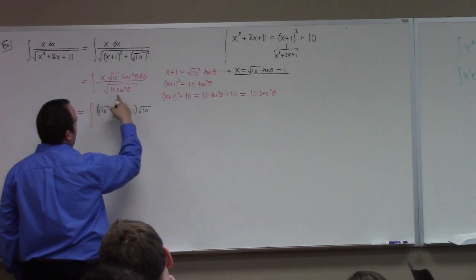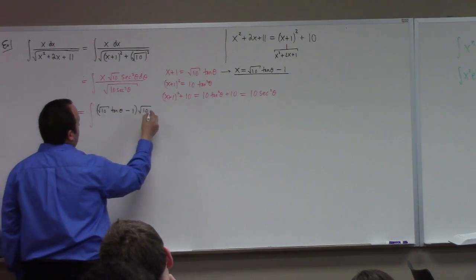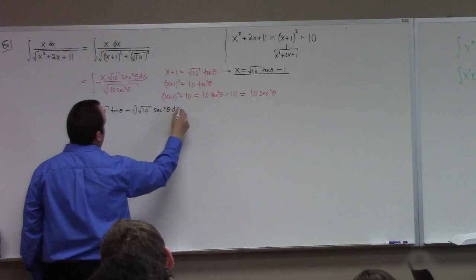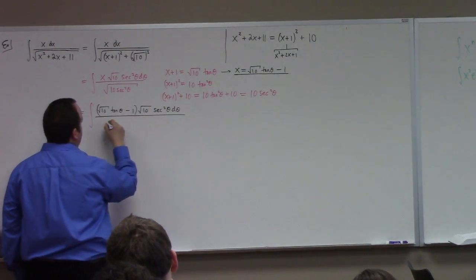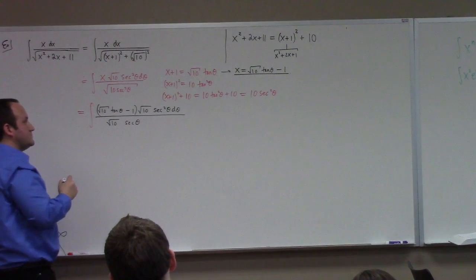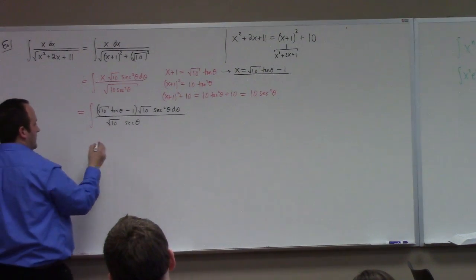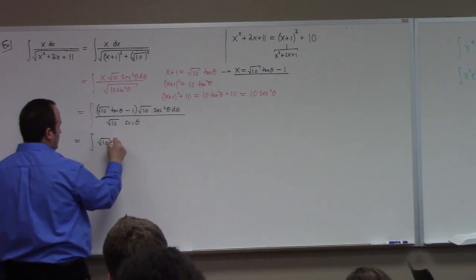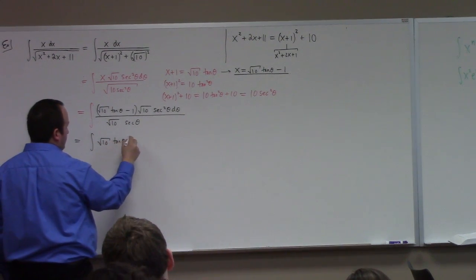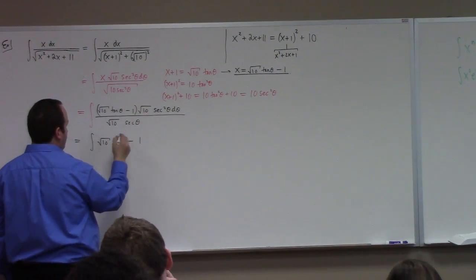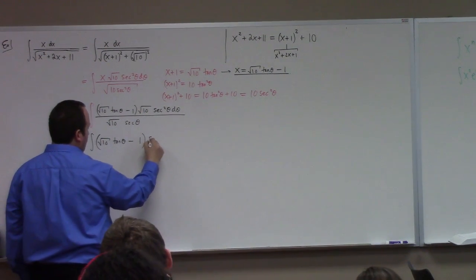And, oh look, so that's going to give me what? So fine, I'll do one more step. Secant squared theta d theta. And then I'm dividing by what? Square root of 10 secant theta. So the square root of 10's cancel. What are we left with? We're left with square root of 10 tangent theta minus 1 times secant theta d theta.